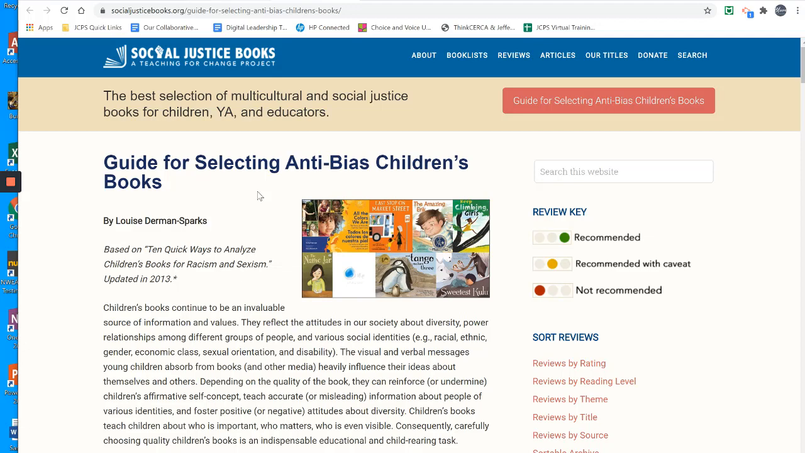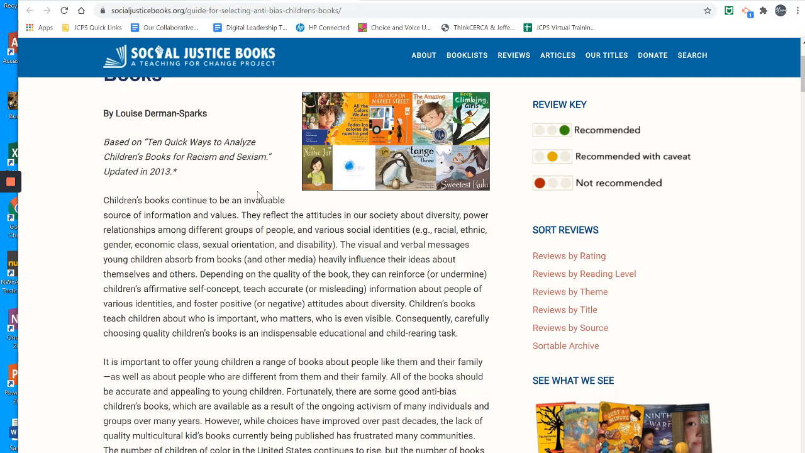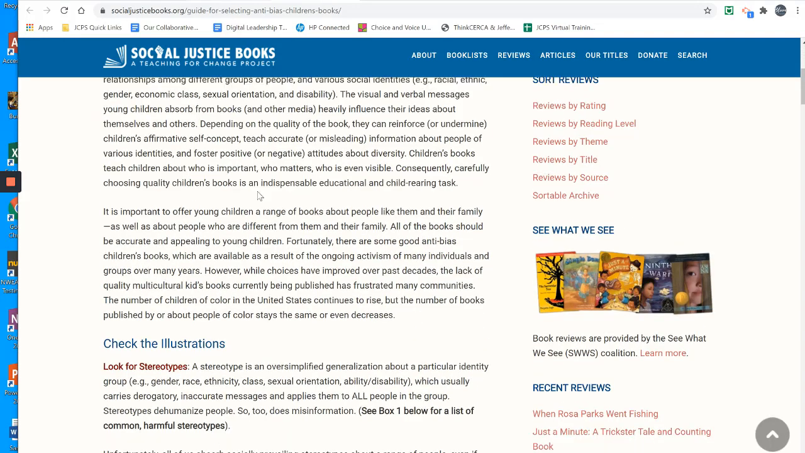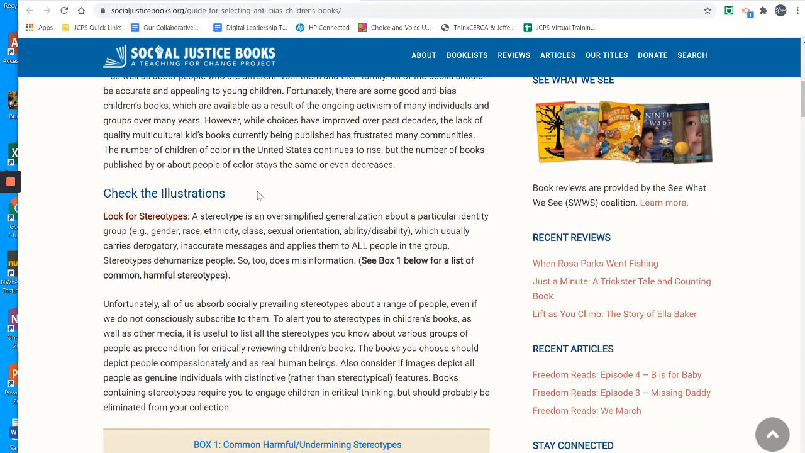It is full of amazing resources that will help us all know better, once again, so that we can do better. In this particular piece, it is a guide for selecting anti-bias children's books. And in this entry, it teaches us how to look for stereotypes. What we don't want are texts that continue to perpetuate stereotypes that all African Americans in the inner city are poor, criminal, incarcerated, all of the woes of society, right? So we don't want that kind of thing perpetuated.